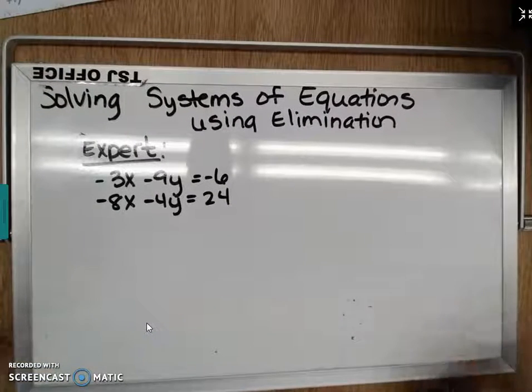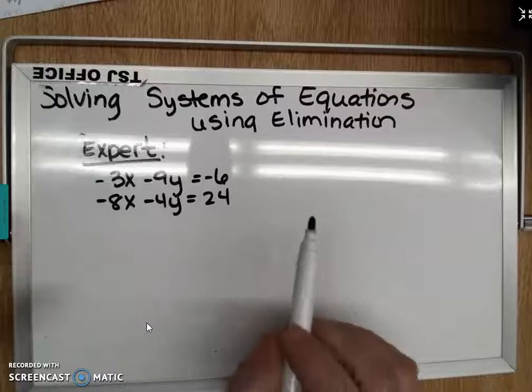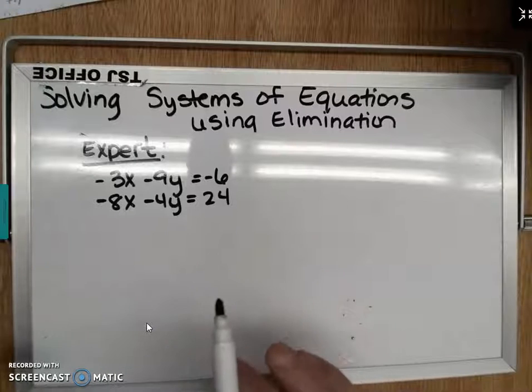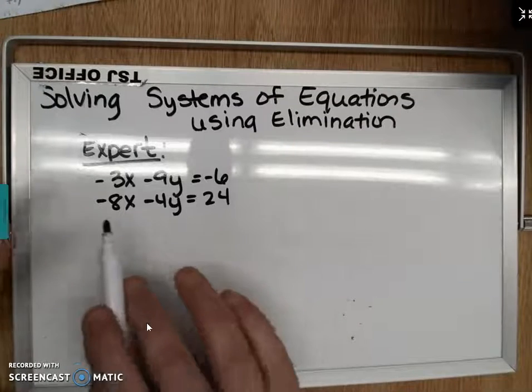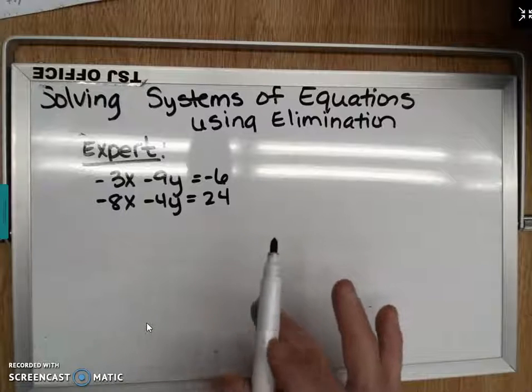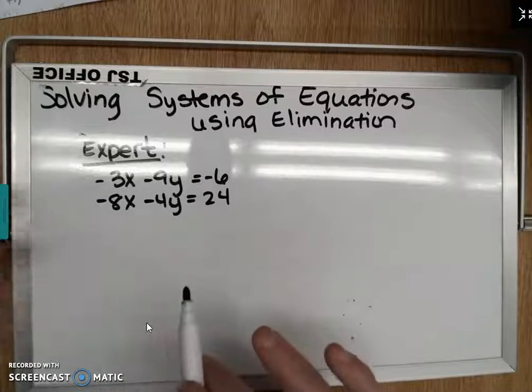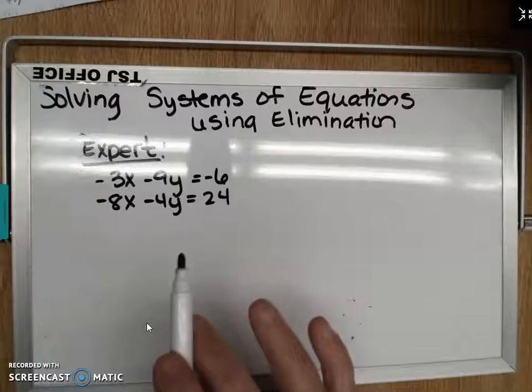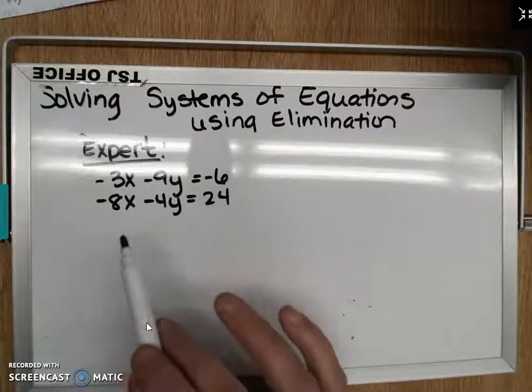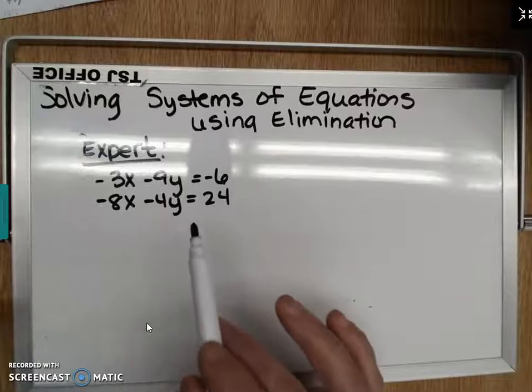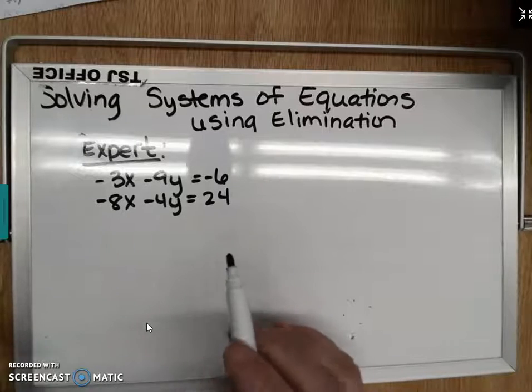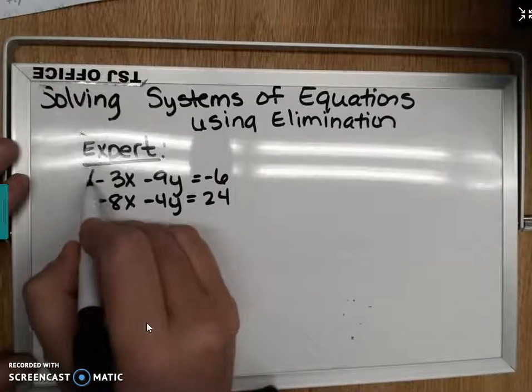Alright, now I'm going to show you how to solve a system of equations using elimination, and it's more of an expert mode. Because in addition to there not being any obvious way to eliminate either the x or the y variable, we also have the added thing of I really can't do it without multiplying both equations by a number. So let's look at what we would have to do here.